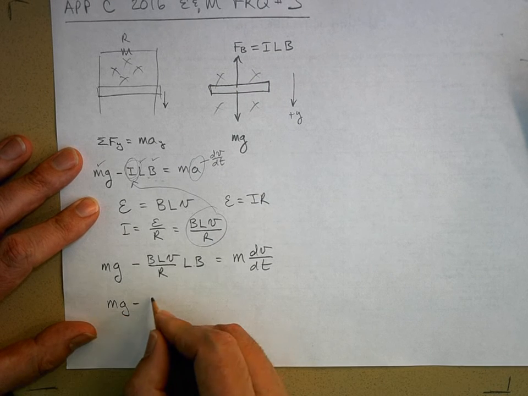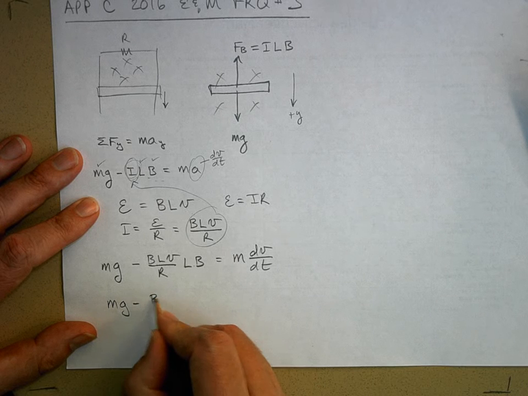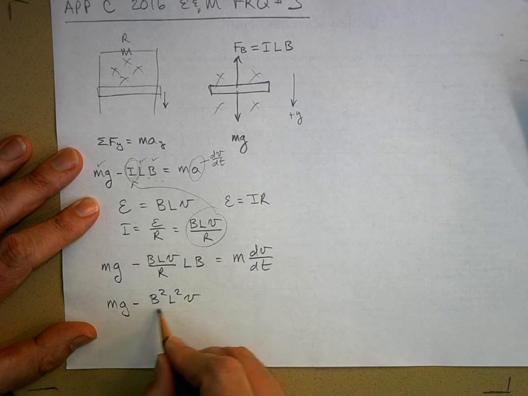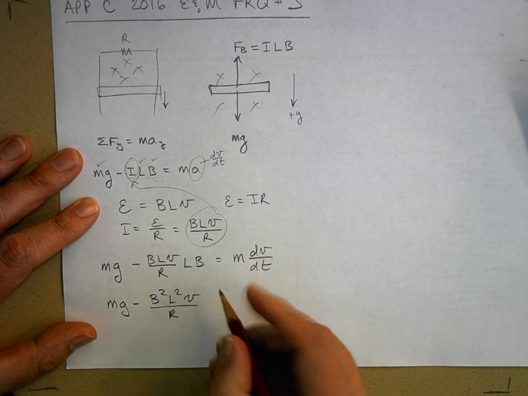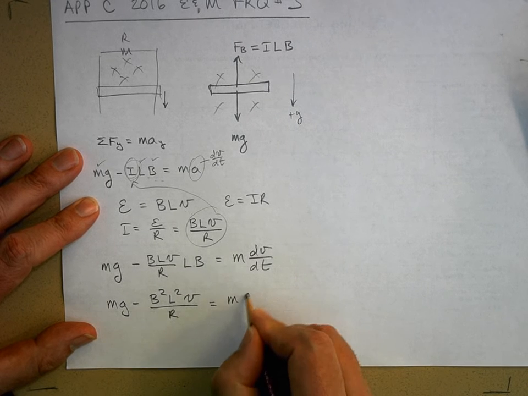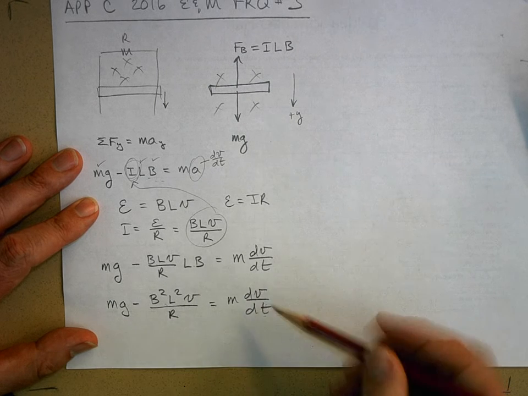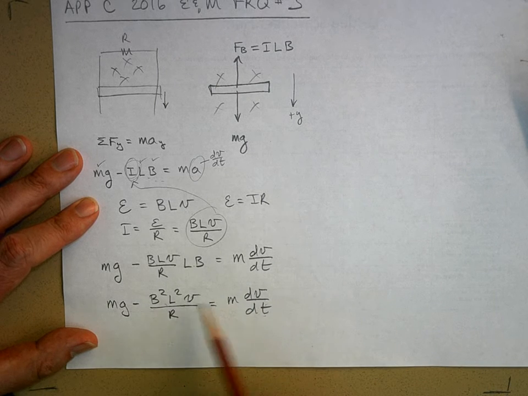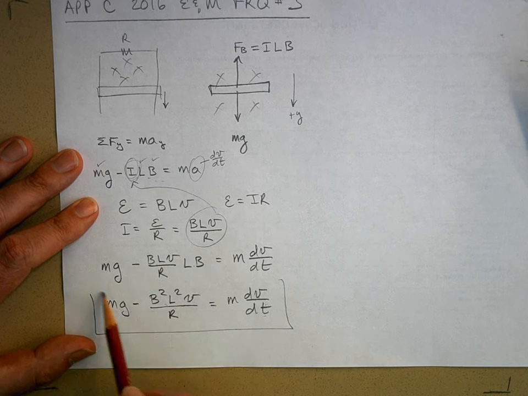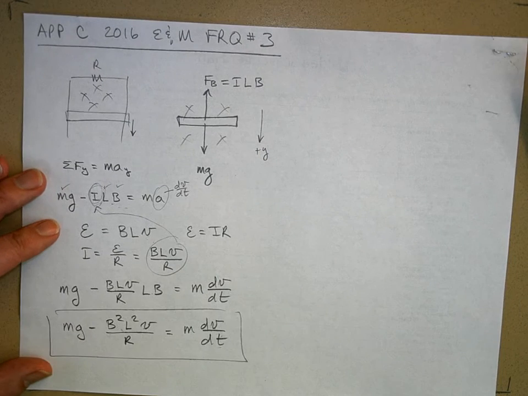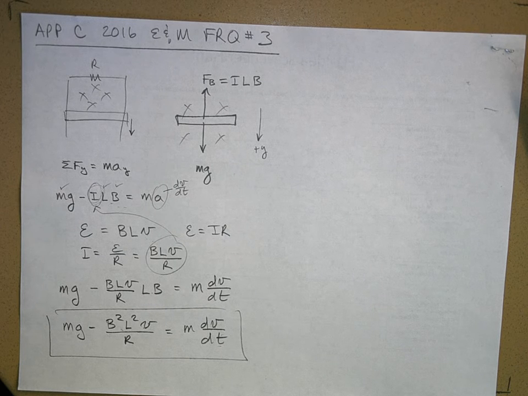mg minus B squared L squared v over R equals m dv/dt. This is a differential equation in terms of v. And yes, we can use that to solve for velocity. What exactly does it mean by solve? Like, is it solve when you have v equals?